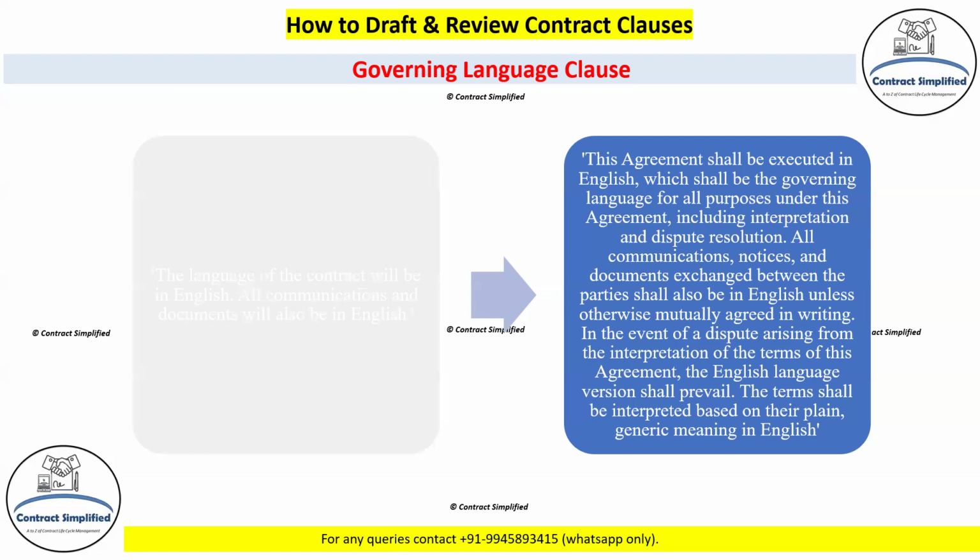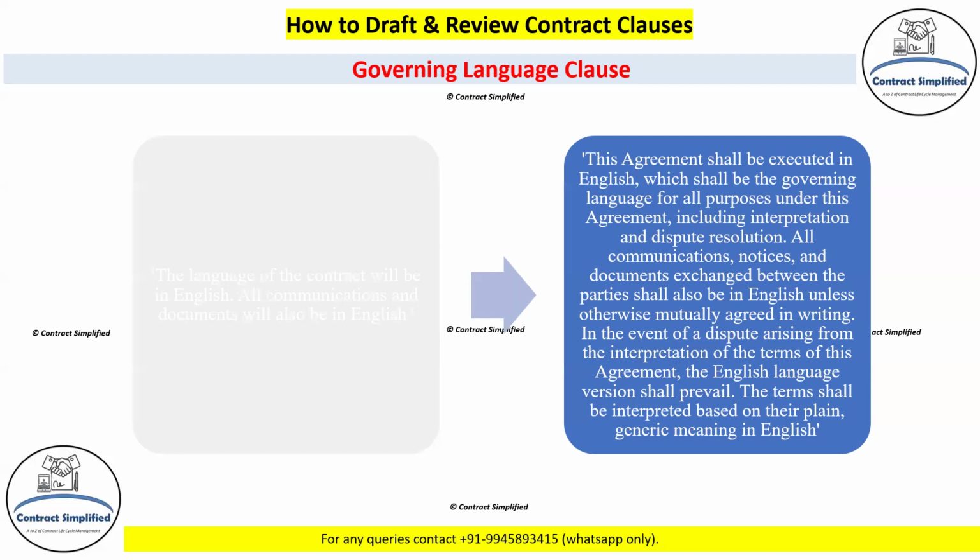And precedence of the English version in case of disputes has been upheld. We have added a statement that if there is a conflict between the versions of the contract in another language, the English version shall prevail. And this avoids confusion in multilingual contracts. This now ensures that there is no ambiguity about which language applies, especially in the case of a dispute.